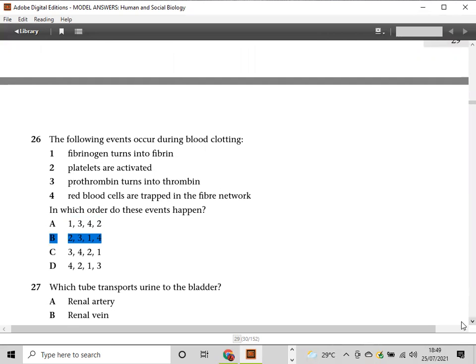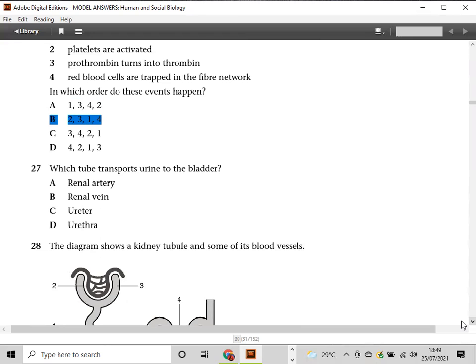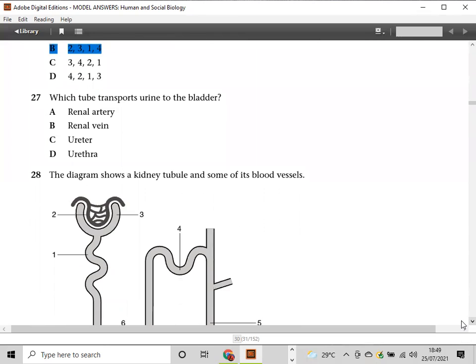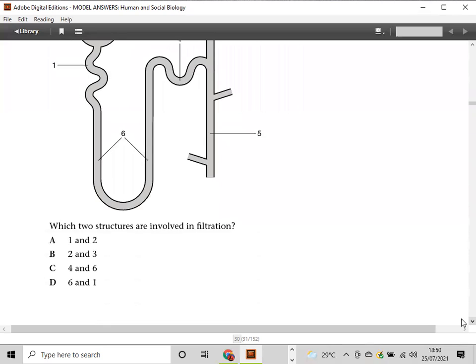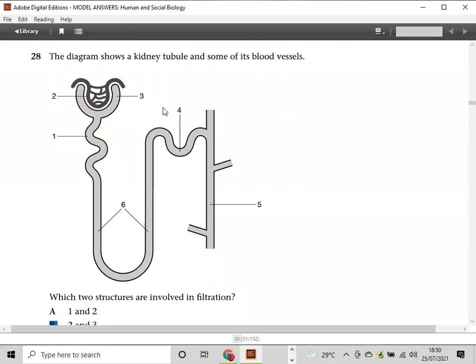and 27. So you can listen to the order and you can watch. All right, so 27 rather is which tube transports urine to the bladder, and that's the urethra. And 28 is B, 2 and 3, filtration. That will be 2 and 3. Let's go back to the diagram so you can take a look at 2 and 3 right here. That's filtration.